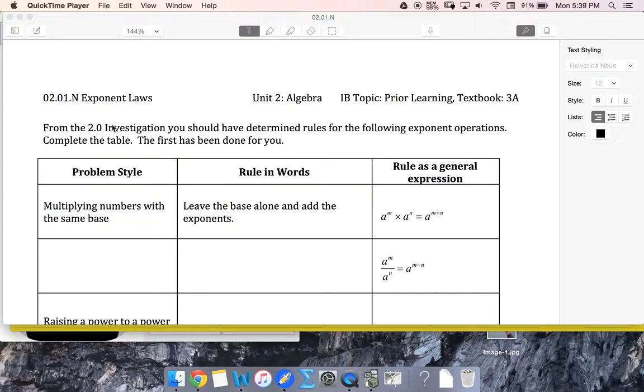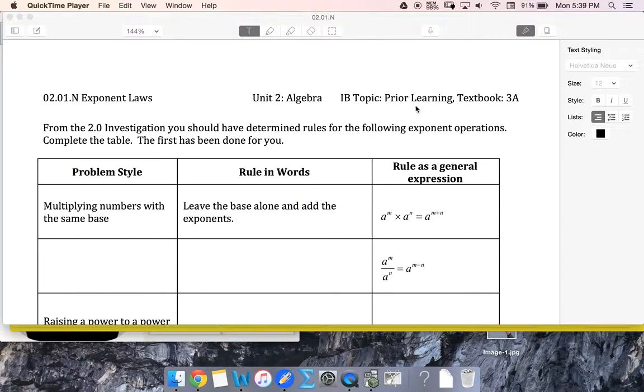So hopefully in that 2.0 investigation exploration, if you finished it, you determined rules for the exponents. If you didn't finish it, maybe you already know the rules for the exponents, and if not, I'm about to tell you the rules for the exponents, but for sure doing this exploration will help you to have a better idea. So like I said, we're starting Unit 2, this is algebra.